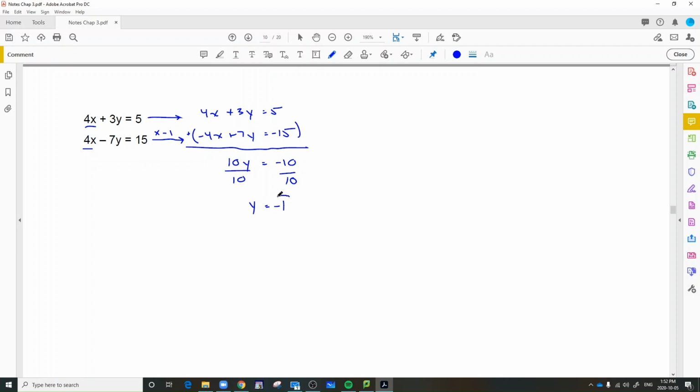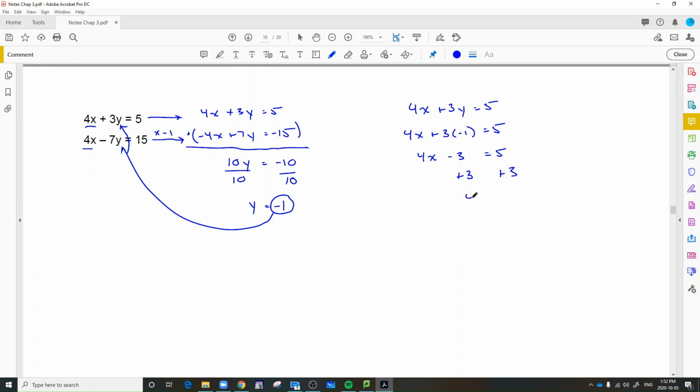But now once you've got that y equals -1, you can plug it into either equation to solve for x. So I'm going to take that top equation, 4x plus 3y equals 5. I'm going to substitute in for y with this -1, and I'm going to solve for x. So I get 4x minus 3 equals 5. I'm going to add 3 to both sides. I get 4x equals 8. Then I'm going to divide both sides by 4, and I get x equals 2.